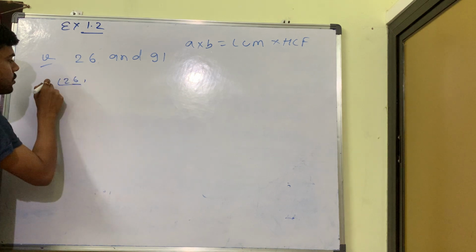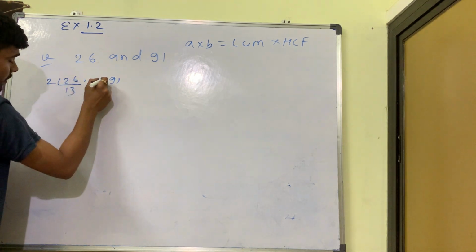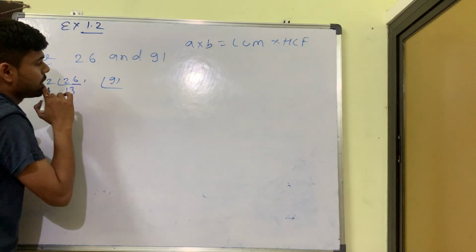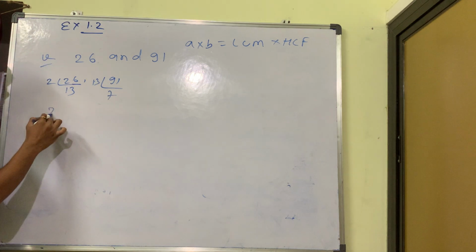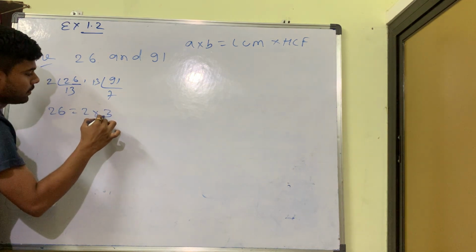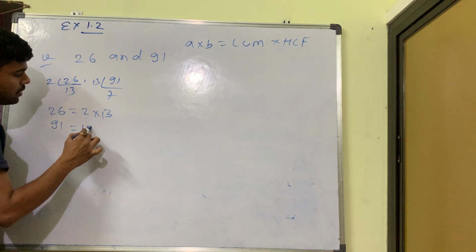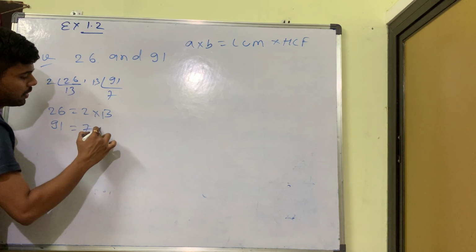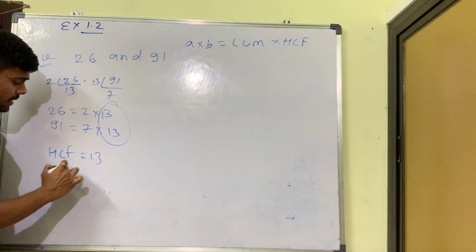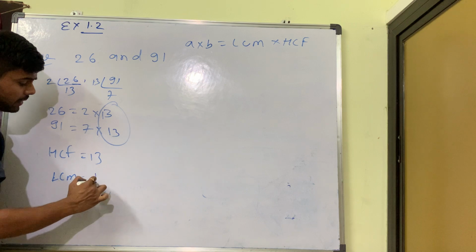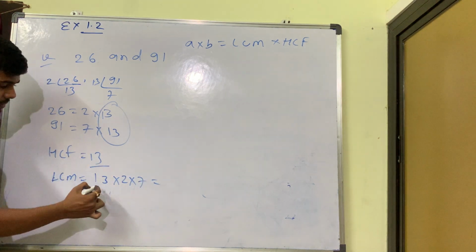See, 26 you take 2 13. Okay, next 91. 91 if you want to take, what will it come? 7 13. So see, 26 is equal to 2 into 13. Next, 91 is equal to 7 into 13. So HCF is what? HCF is 13. LCM is what? For LCM, we take the common once and whatever is left, you will write. So 2 into 7. So LCM is this one. LCM is 13 into 2, 26.